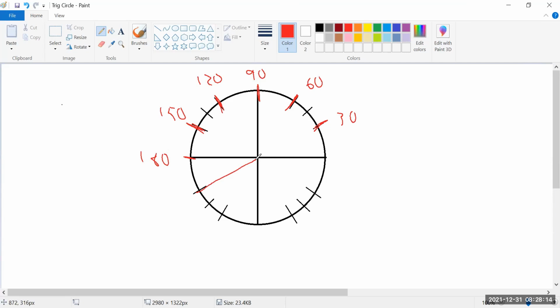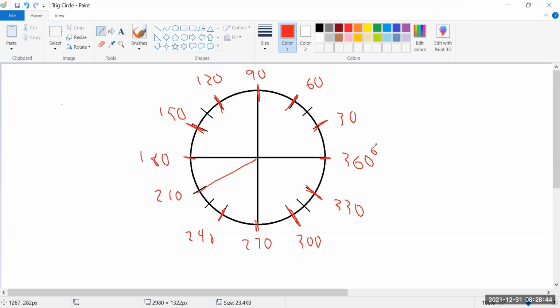That tick mark right there would be another 30, which would be 210. And then another 30 for this tick mark would be 240. And then down here would be 270. And then another 30 degrees would be 300. And then another 30 degrees would be 330. And then another 30 right here gives us 360. And there's one full complete spin around the circle, 360 degrees.